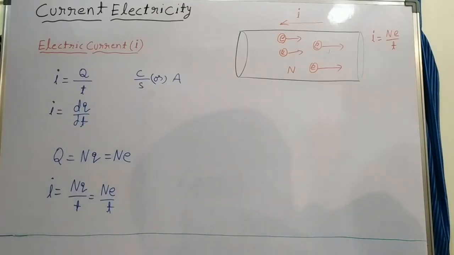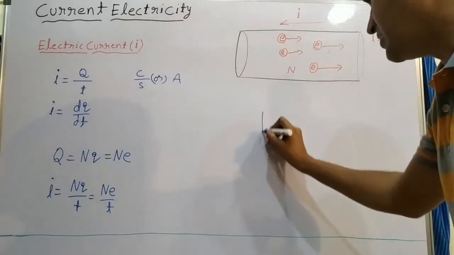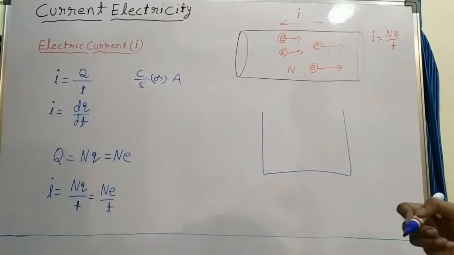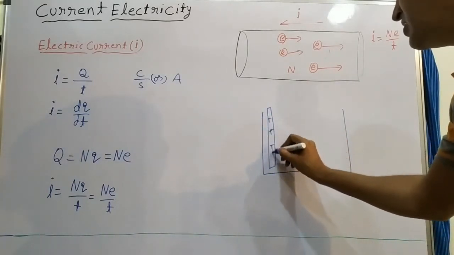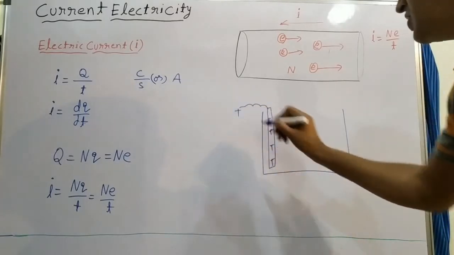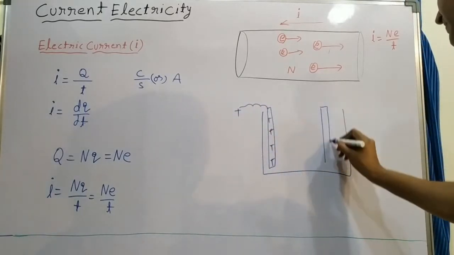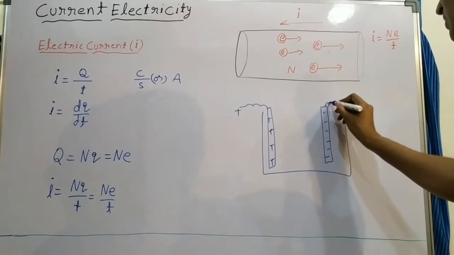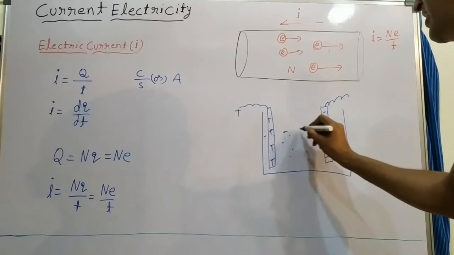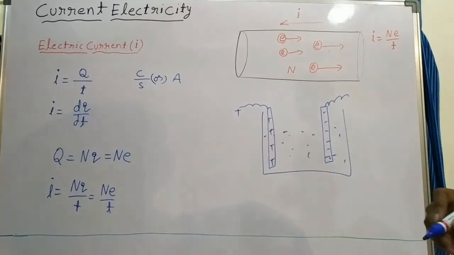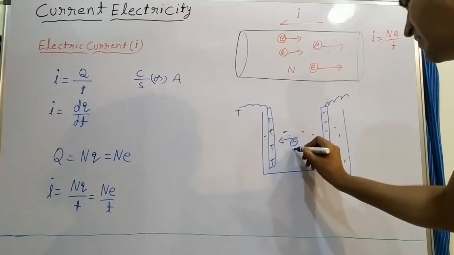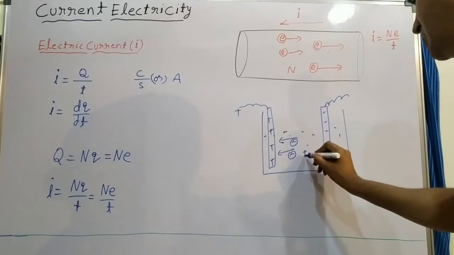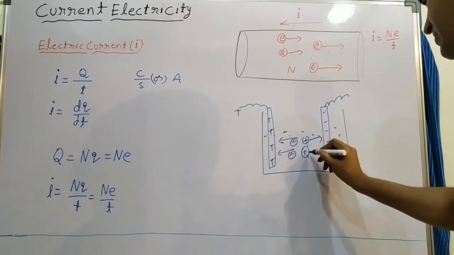Suppose in some other cases an electrolyte is there. Electrolyte means a liquid which contains ions inside. Positive ions and negative ions are there. Suppose here you can take electrodes. This is a positive electrode, and this is a negative electrode. It is filled with an ionic solution. Then what happens? Negative ions are moving towards the positive plate, and positive ions are moving towards the negative plate.